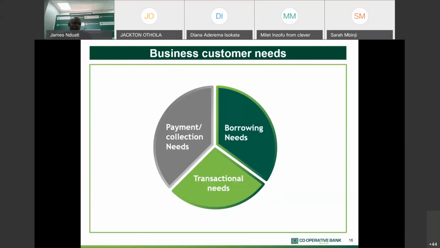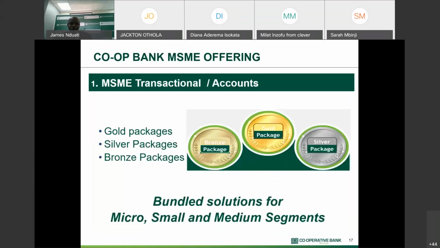Now, as an entrepreneur or as a business customer, what are the needs? Number one, we have the payment and collection needs. Of course, you are in the business of buying and selling, whether raw materials or value-added items. Another one, you require to borrow. There are borrowing needs, and the other one is the transactional needs. We understand you, and we have solutions for each of these needs.